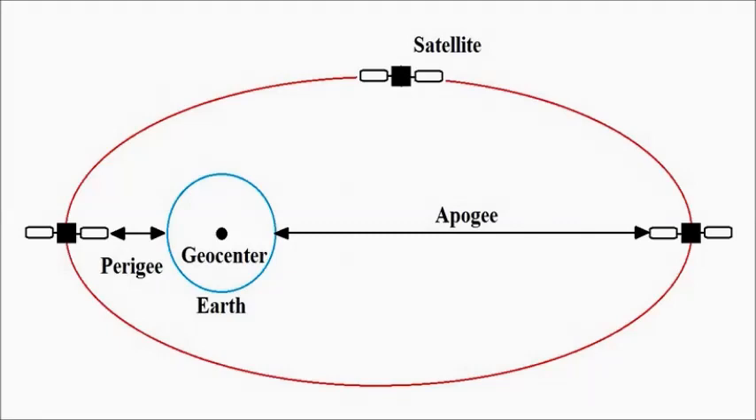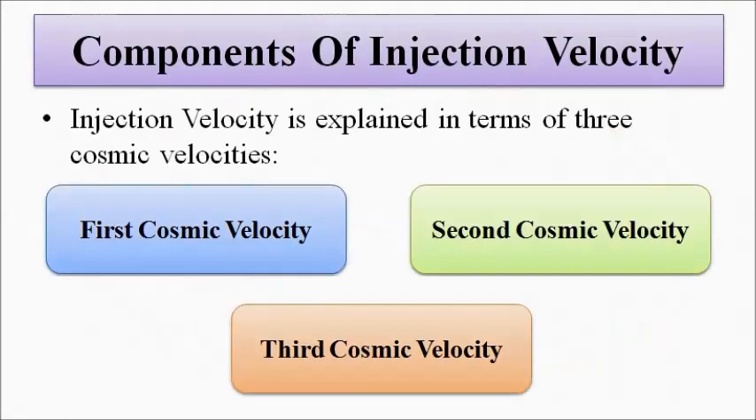the injection velocity can be broken down into three main components. It can be explained in terms of three cosmic velocities. It is these component velocities that affect the nature of the satellite orbit, whether it is elliptical or circular. If it is elliptical, the nature of the ellipse, the eccentricity, the semi-major and semi-minor axis, the apogee, perigee, all that is controlled by these velocities. So injection velocity can be explained in terms of three demarcations: the first cosmic velocity, the second cosmic velocity, and the third cosmic velocity. So what they are, we'll see.